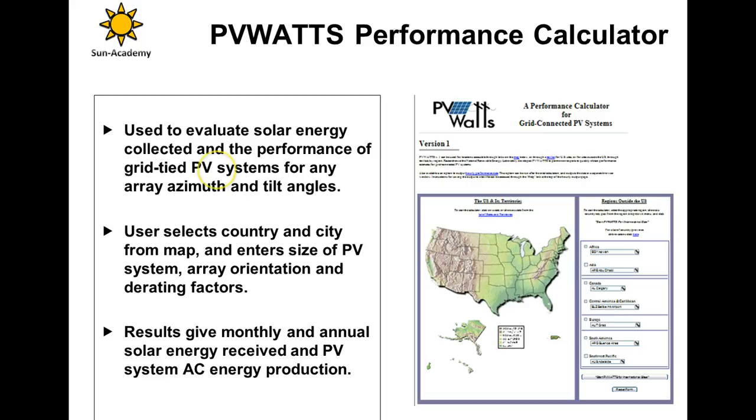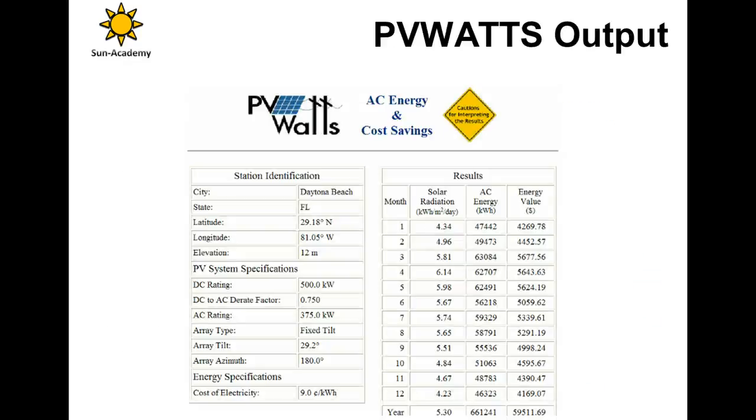PV Watts is used to evaluate solar energy collected and the performance of grid-type PV systems for any array azimuth and tilt angle. Users select the country and city from the map and enter the size of the PV system, array orientation, and any derating factors which will be studied later. Results give monthly and annual solar energy received and PV system AC energy production. Use PV Watts 1 for locations outside of the US. Use PV Watts 2 for locations within the US.